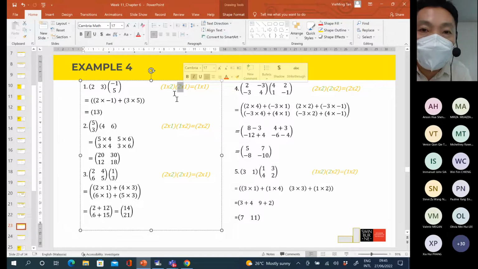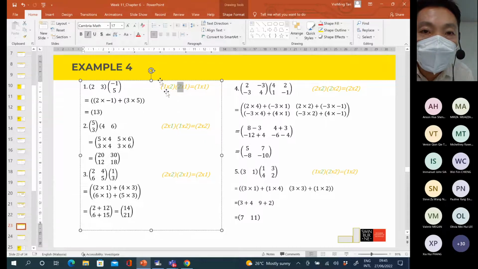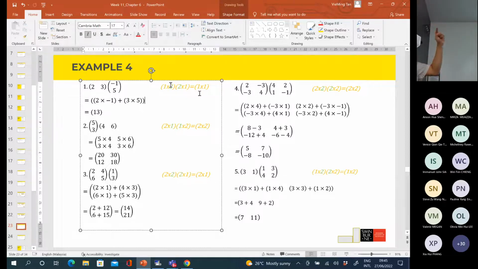If we multiply these two matrices, the answer is 1 multiply 1. How to get 1 multiply 1 is from here. So that means there is only 1 column and 1 row for the final answer, only 1 element inside the final matrix. That will be the end result if we multiply these two matrices together.